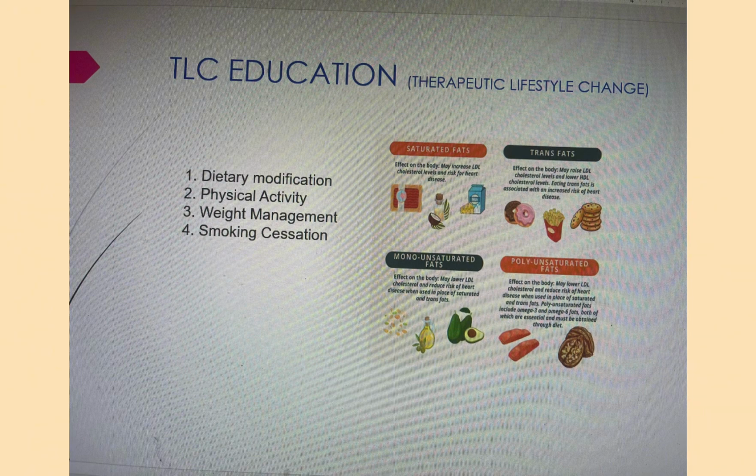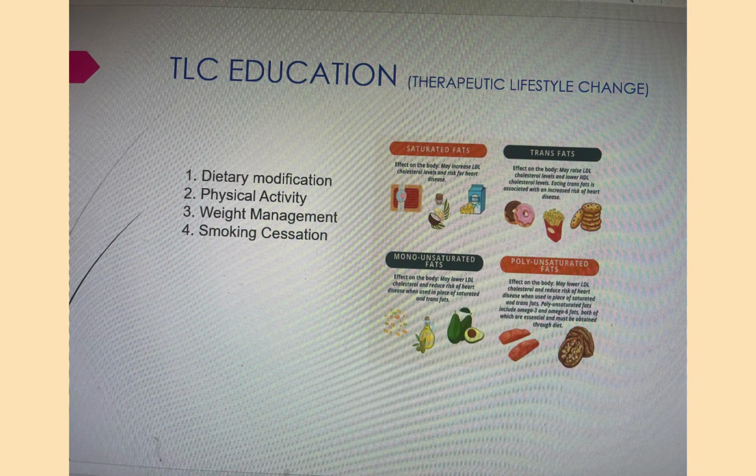And next is weight management. As you know, the ideal BMI is 18.5 to 24.9. So if the patients are obese or overweight, they should aim for a gradual sustained weight loss of 5 to 10% of their body weight over 6 to 12 months.